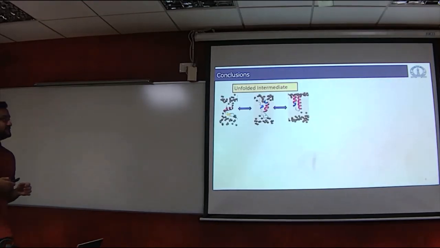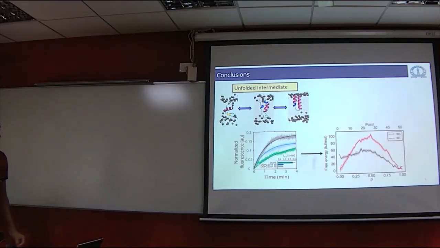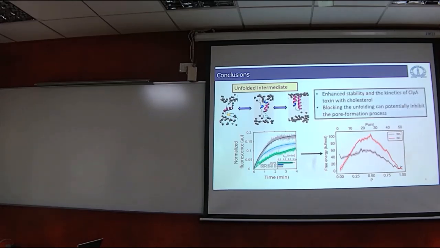So in conclusion, we were able to get one unfolded intermediate during this transition. And we were able to explain the experimentally observed activity of this protein in the presence of cholesterol with the help of our free energy analysis. So we observed enhanced stability and kinetics of the ClyA with cholesterol. And we proposed that blocking the unfolding can potentially inhibit the pore formation process of these toxins.